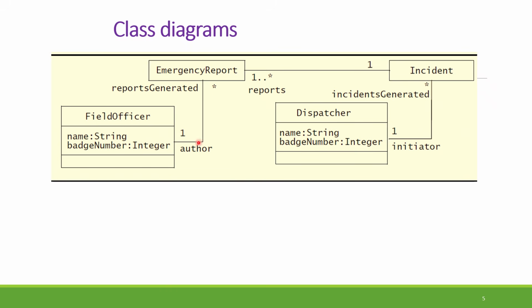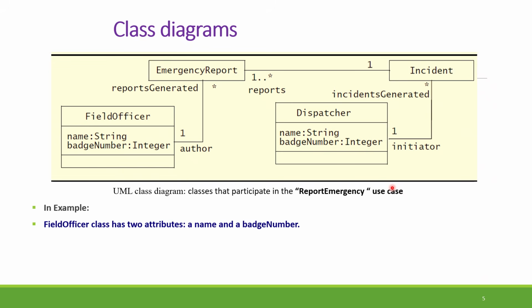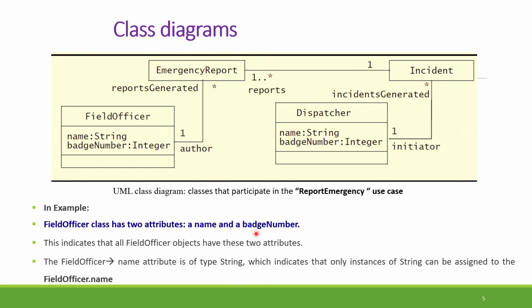So here one author can generate many reports, as the star indicates. Many reports may belong to one incident, and many incidents may be reported to a particular dispatcher. This is how the connectivity with the multiplicities is attached on the association line. This is one example from the use case, the report emergency of the FRIEND management system. In this example, the field officer has two attributes, name and badge number, of type string and integer. These are common for many of the field officers.